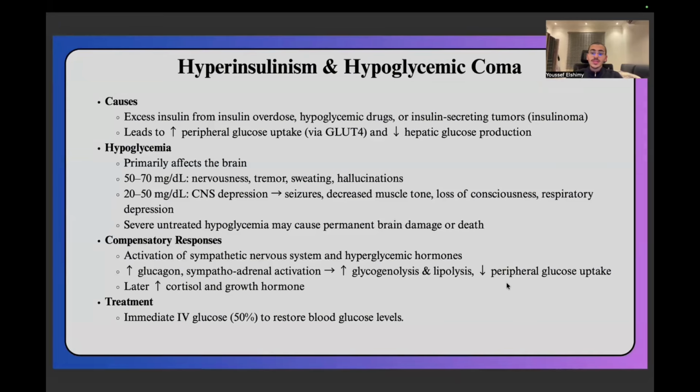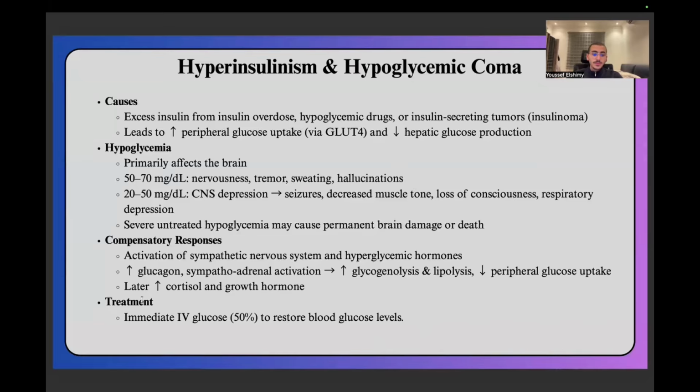There would be decreased peripheral glucose uptake, because one of the problems is that there's increased peripheral glucose uptake. So you need to fix this problem by decreasing the peripheral glucose uptake and making sure that there's enough glucose to be used by the vital organs like the brain and RBCs and the retina, etc.